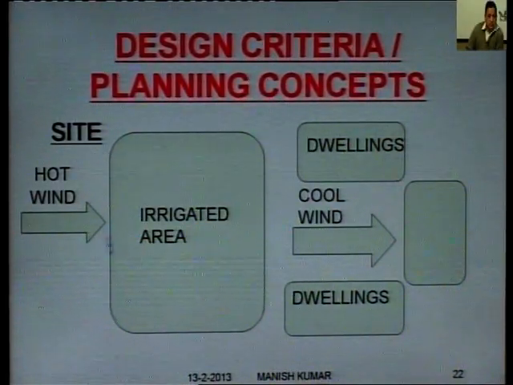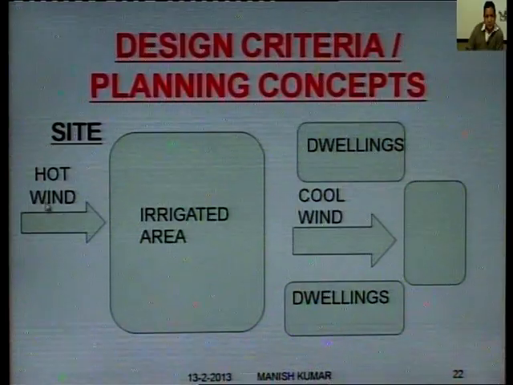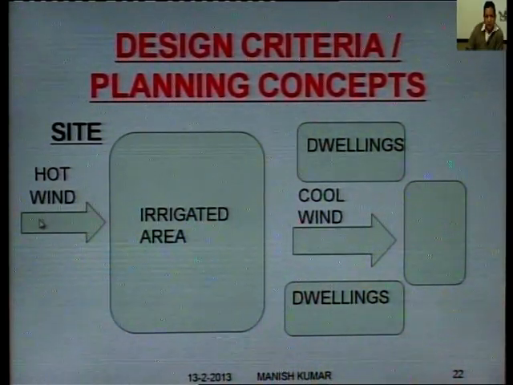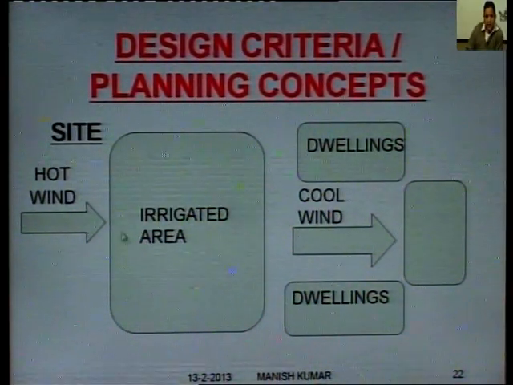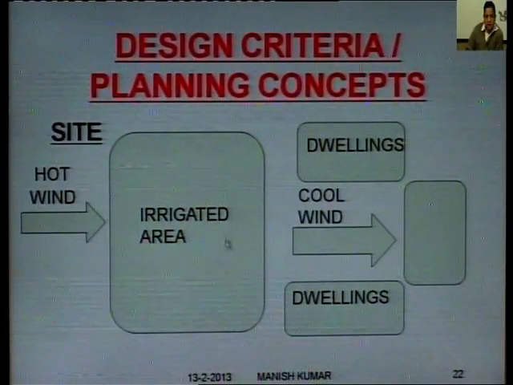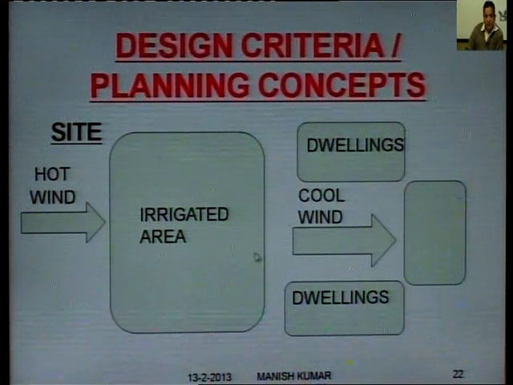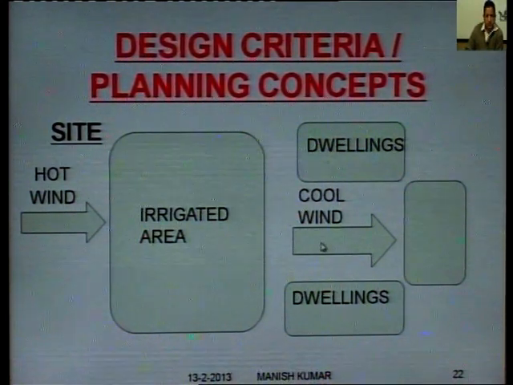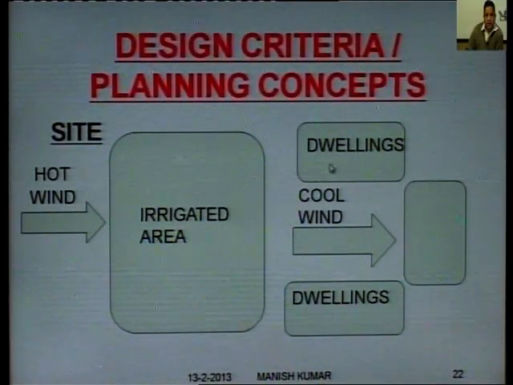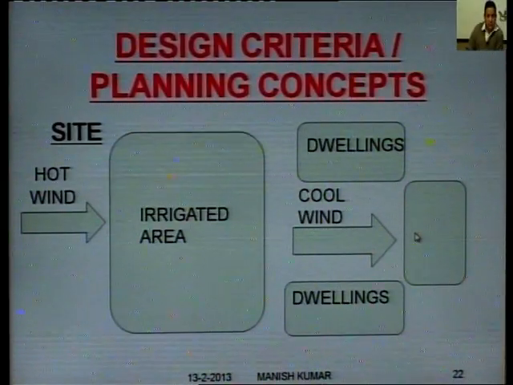This shape shows irrigated areas. Say wind is coming from this direction. At this point the wind is hot and dusty. It will move over this irrigated area, and some dust and heat will be absorbed by the irrigated area, and the wind reaching here will be comparatively cooler. So this way we can place our dwelling units next to irrigated areas on the leeward side.